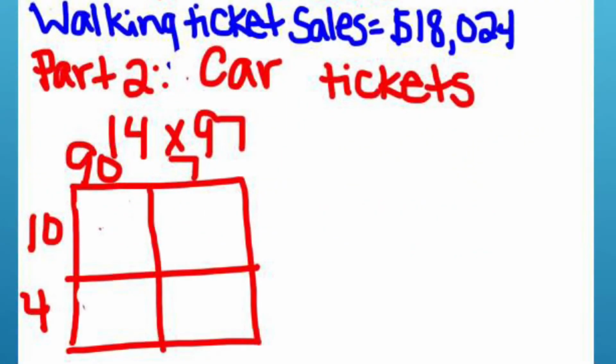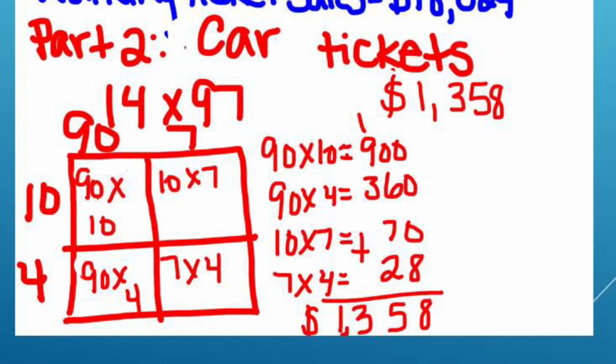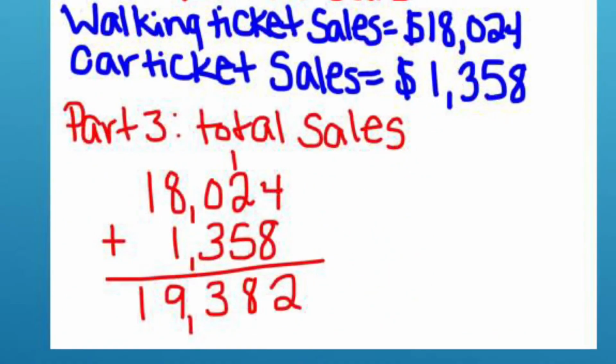Now I need to figure out how many car tickets were sold. Since I know that each ticket is $14 and there were 97 cars, I'm going to start by multiplying 14 times 97 using the area model. So to use the area model, I broke each number into tens and ones, so 90 and 7 and 10 and 4. I then found each of the partial products. Once I've found the partial products, I add the partial products together to find my total. So they sold $1,358 on cars.